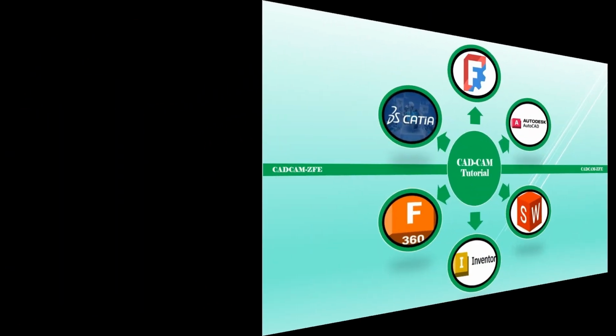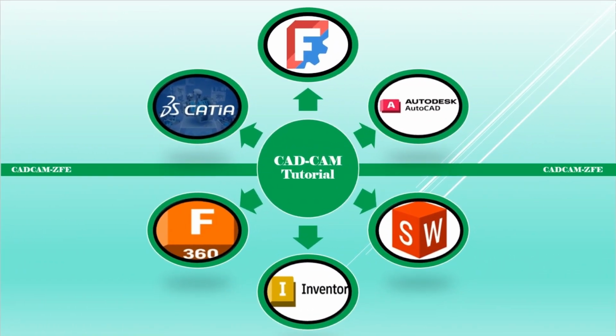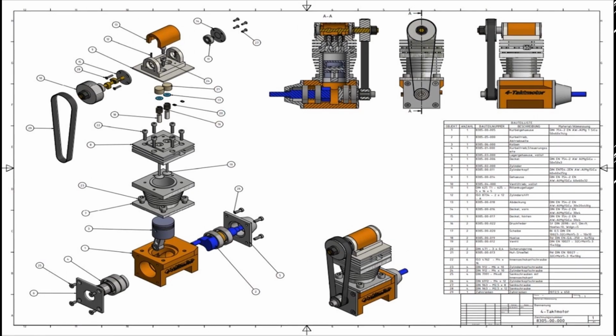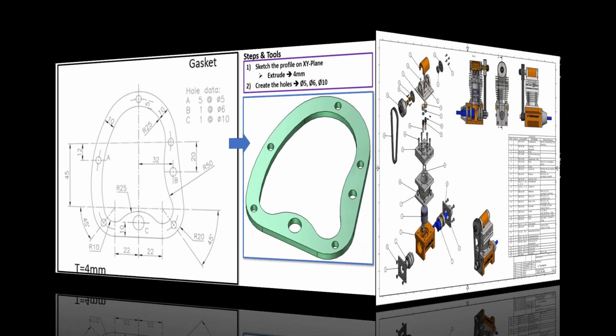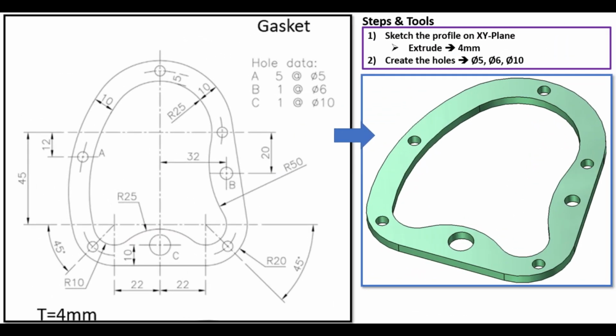Today I will show you how to create a 3D model from the existing 2D drawing with the help of FreeCAD tools like Extrude and Pocket. This is the exercise for today. We convert this 2D drawing step by step into this 3D solid part.